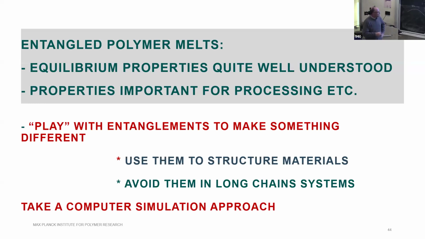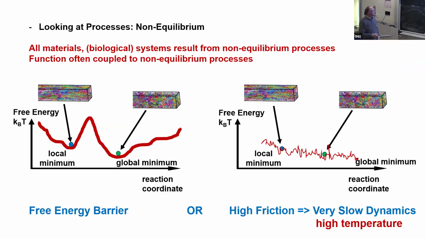Either to use them to structure materials, or maybe to avoid them, to get very long chain systems with very low viscosity, which might also be of interest in many cases. So what is the situation we have, or what would we like to use? If you take a typical cartoon of a non-equilibrium situation, here we have a very simplified free energy landscape and a reaction coordinate. So you can be somewhere in a local minimum.